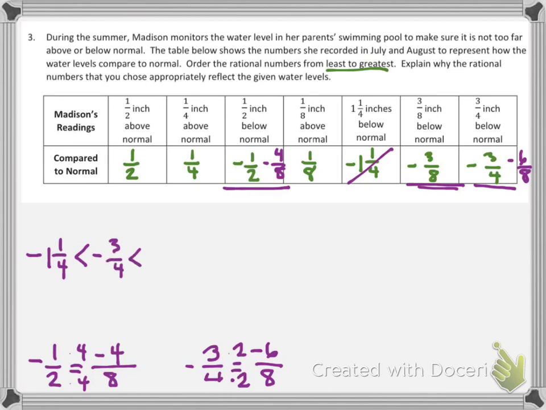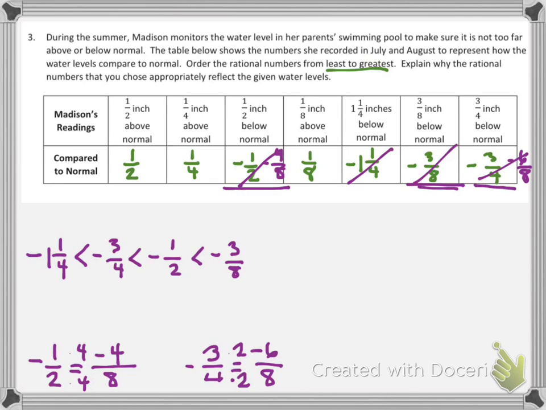And then followed by negative 4/8, which was my negative 1/2. And that is a little bit smaller than negative 3/8. Okay, and so those are done. Now I'm into my positive numbers.